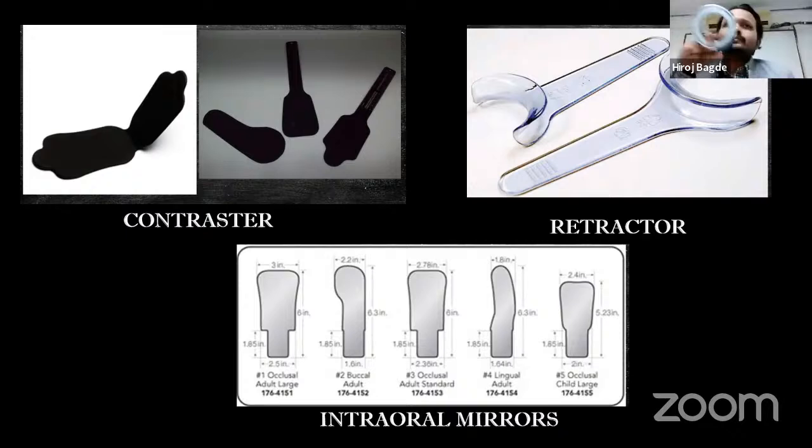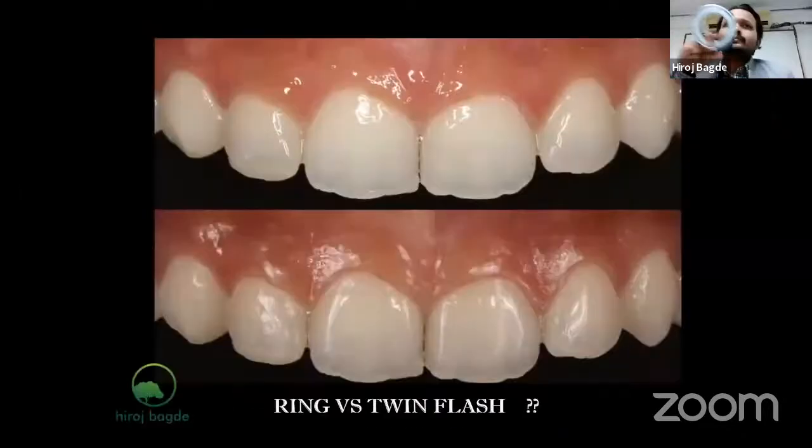Can you see this image? You see a black background in a tooth. Now, whenever I'm taking dental photography, I use something called a contraster. Can you see this black thing? They come in different shapes and sizes. So what does it do?